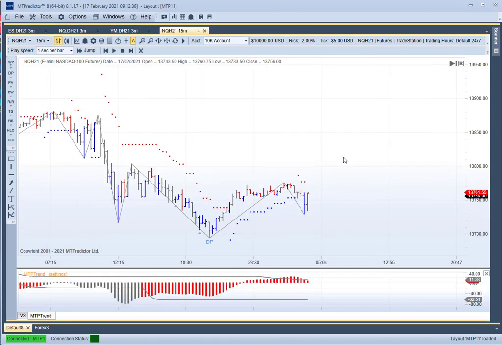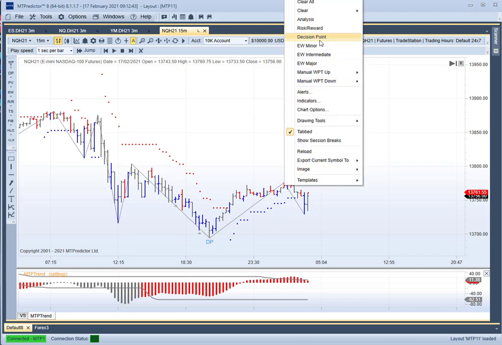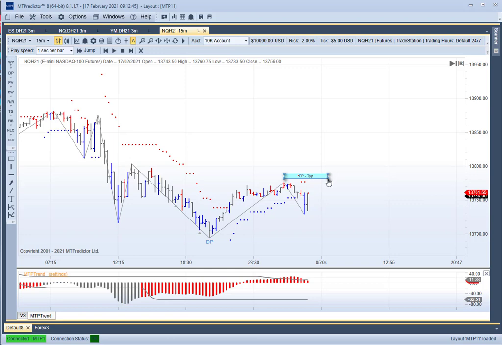So what I want to show you is, if you take a DP off the previous pivot high here, do you see this? Right mouse click, decision point. To see how that gave you an area of resistance, but the area of resistance was on your chart in advance before the market even got there.